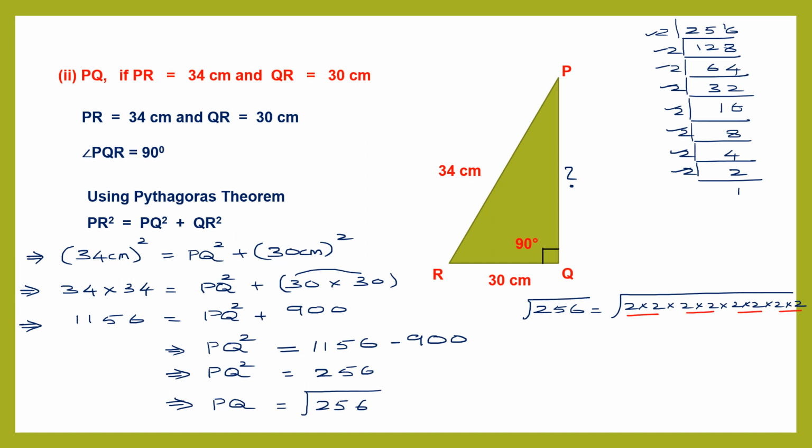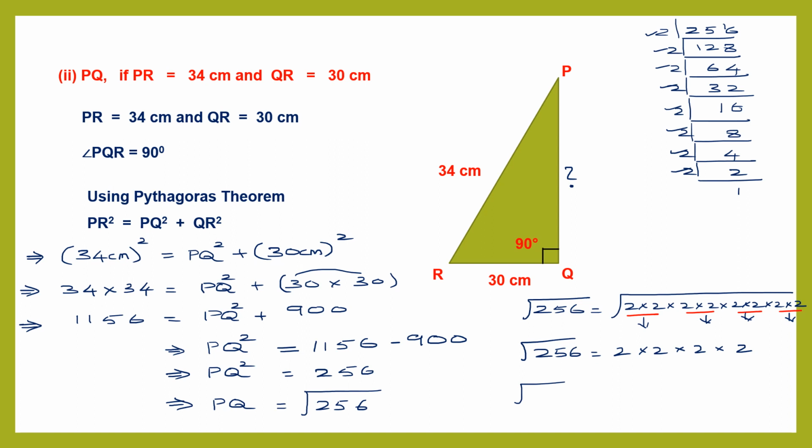Now to find the square root of 256, we're going to remove the square root sign and take only one from each pair. So from this pair, I'm going to take 1, 2, then from this pair another 2, then from the third pair one more 2, and from the last pair I'm going to take one more 2.